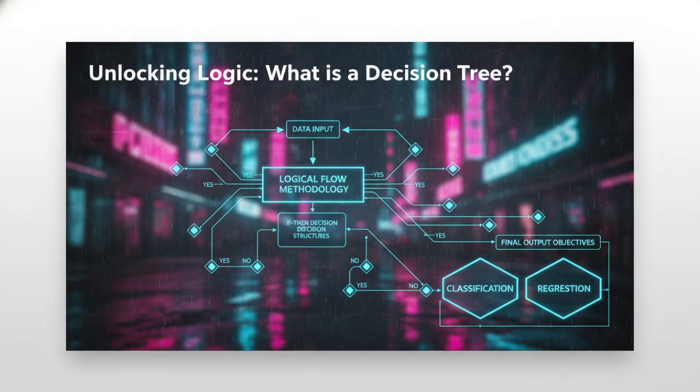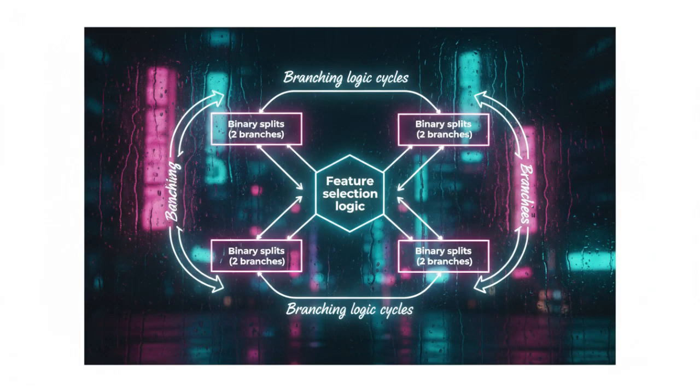The process of dividing a node into two or more subnodes is called splitting. But how does the algorithm choose which feature to split on? It looks for the feature that best separates the data into distinct groups. In most implementations, we use binary splits, meaning each node divides into exactly two branches. This branching logic continues until the algorithm reaches a predefined stopping point or achieves maximum purity in the leaves. Effective feature selection during the splitting phase is what differentiates a high-performing model from one that fails to generalize to new, unseen data.